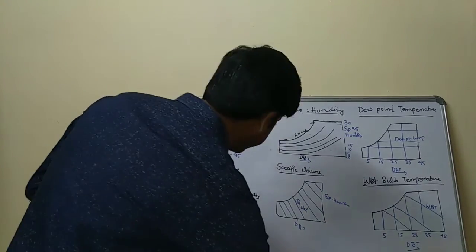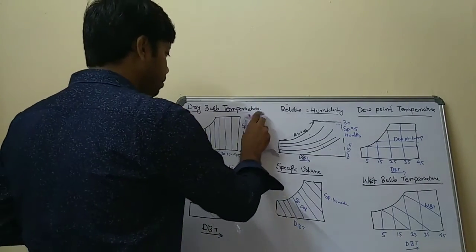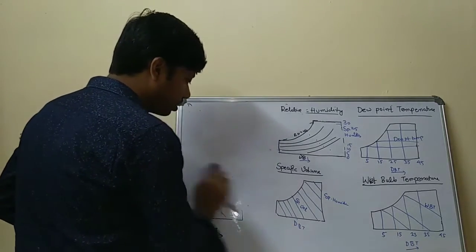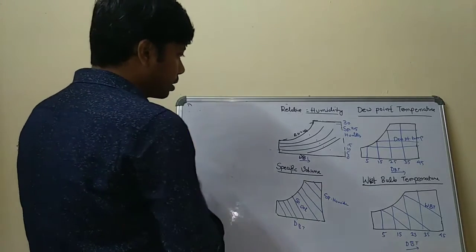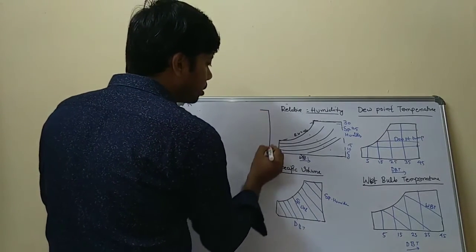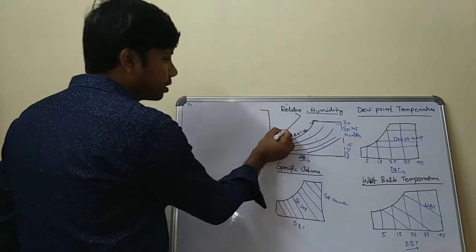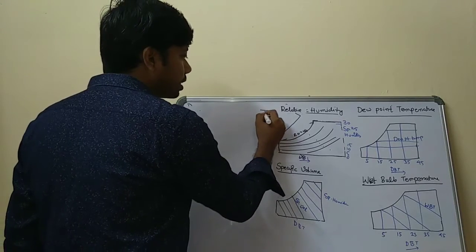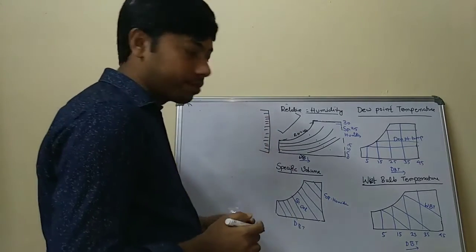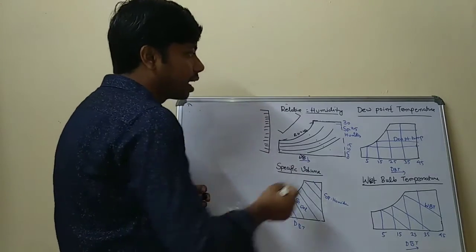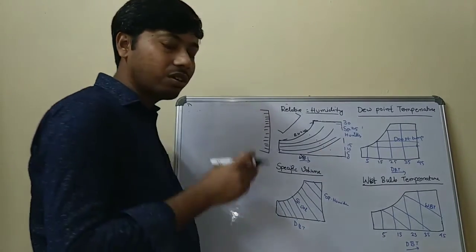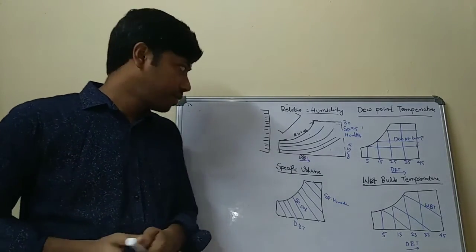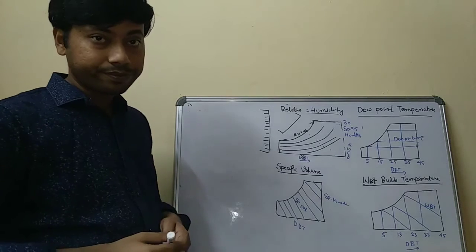And there is one more line, that is your vapor pressure line. This is the vapor pressure line, in which you can easily calculate the vapor pressure of water vapor. And this is the sensible heat factor line. So all those things we have already discussed. Now let's take a numerical and we will solve it on this chart.